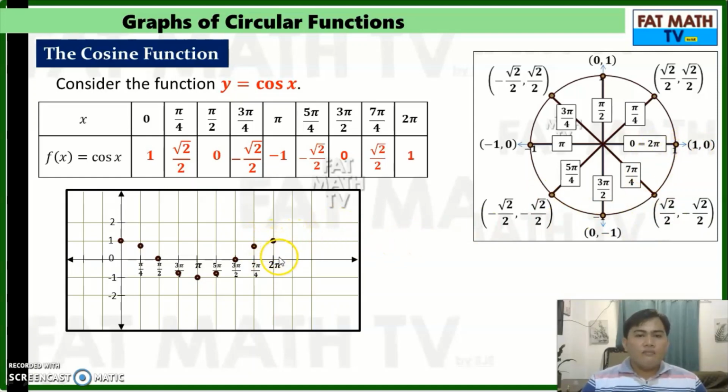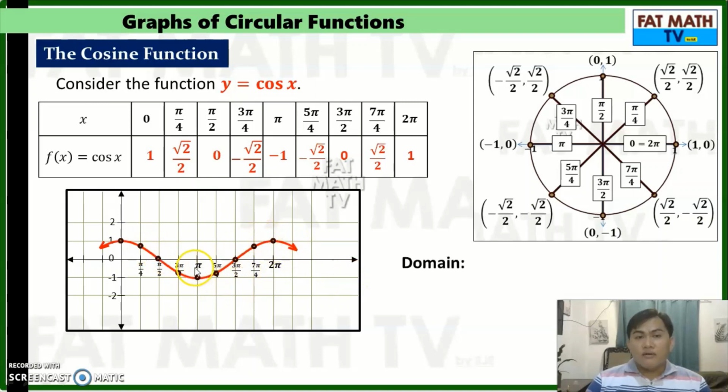If you give more values for x and solve for y, you will repeat these values here. You will have again these values, so it will be another like that here. If we connect them, it will look like this. And if you add more values of x and solve for y, it's going to be another like that here. So this is how the graph of the cosine function looks like.